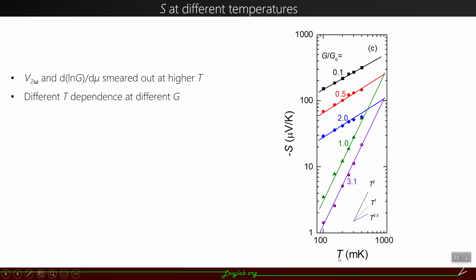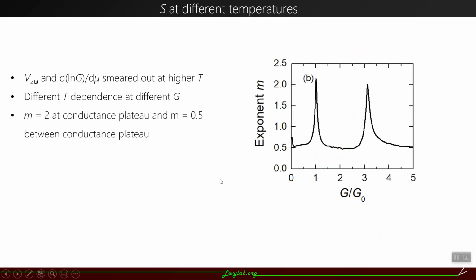Both temperature and Seebeck coefficient are in log scale. Very interestingly, we can see the Seebeck coefficient has two kinds of temperature dependence. At the conductance plateau, it's proportional to T squared, but when it is not at the conductance plateau, it's proportional to the square root of T. This can also be seen when we directly plot the exponent as a function of the conductance value. This suggests that electrons at conductance plateaus and between conductance plateaus have different physical nature, thus showing different thermoelectric properties.